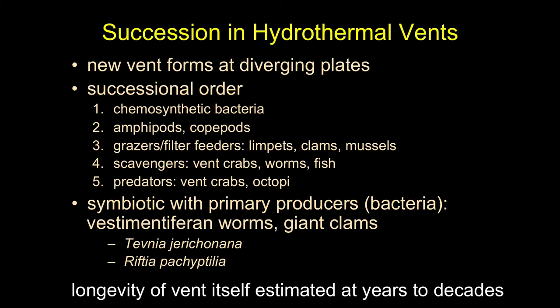And alongside this, again, we have this sort of core group of individuals that have entered into this evolutionary partnership with these chemosynthetic bacteria. And the most obvious ones are the vestimentiferan worms, those things with the really red mantles that we saw, and then these clams, Tevnia and Riftia. Any given vent spot seems to persist. I mean, there's variance, but on the order of a year to a decade or so.